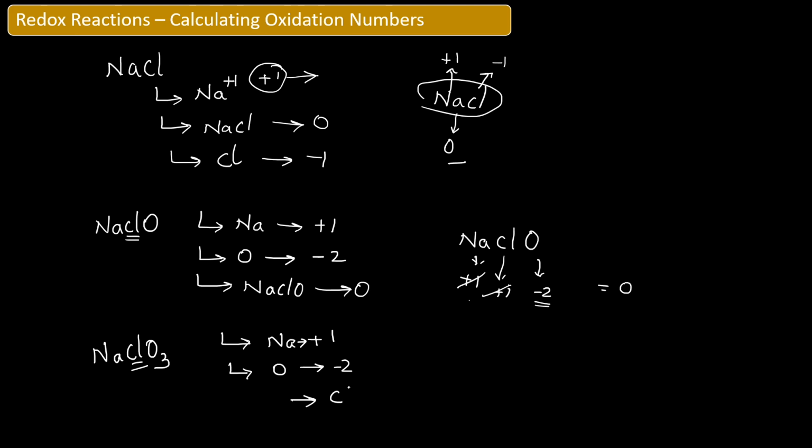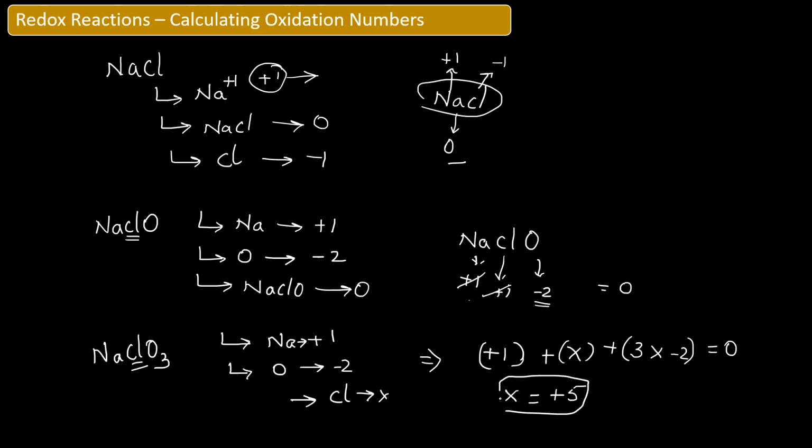So if I call chlorine X, I get a value like this. Sodium has +1, plus chlorine, which we call X for now, and oxygen is -2, so it becomes 3 into -2, which should give rise to 0. Therefore X is equal to +5. So you can see that in these three examples, the oxidation state of chlorine is -1, +1 and +5.